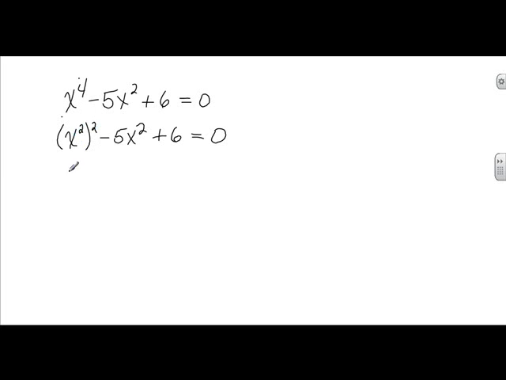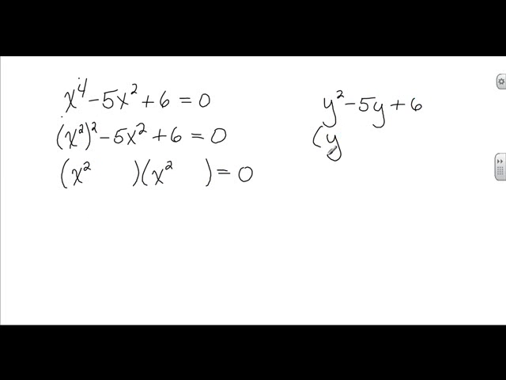And this equation will actually factor. You could factor that as binomials, just like you would normally factor something like y squared minus 5y plus 6. That's going to factor y minus 3 and y minus 2, I believe. So we have the same setup here, just instead of y, we've got an x squared. So x squared minus 3 and x squared minus 2.